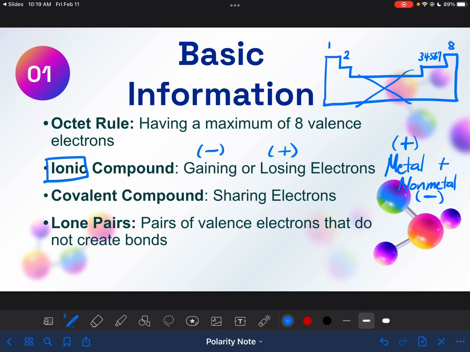Next is covalent compound. Covalent compound is something we learned in the previous lesson. It basically means when we have a nonmetal plus a nonmetal. Now, we talked about how covalent compounds, or covalent bonds, do not have ions. They don't have a plus or a minus charge, which means they're going to share electrons instead of gaining or losing electrons. So make sure that you know the difference between covalent compounds and ionic compounds. Next, we have the lone pairs. Lone pairs is something we haven't actually gone through last time, but it basically means pairs of valence electrons that do not create bonds. I'll show you more examples about it as we go along in this lesson, so stay tuned.